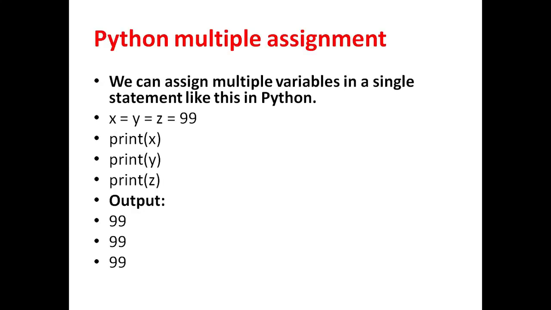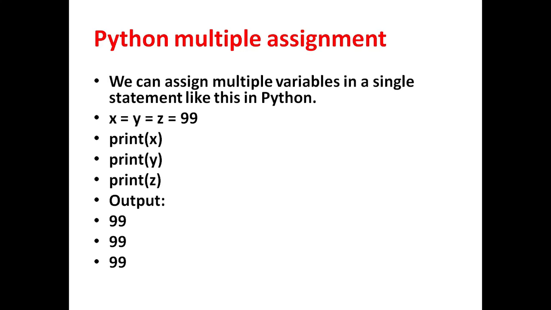We can assign multiple variables in a single statement. For example, x = y = z = 99. And when we use print(x), print(y) and print(z), the output will be 99 for x, y and z.